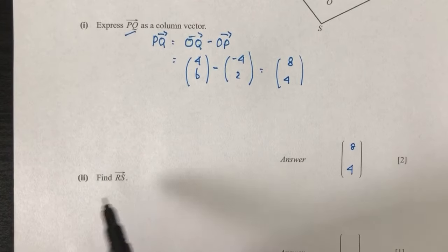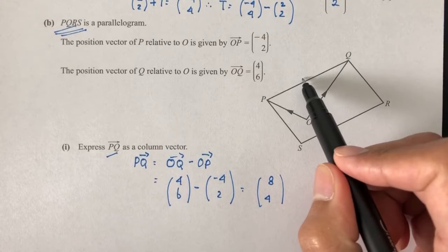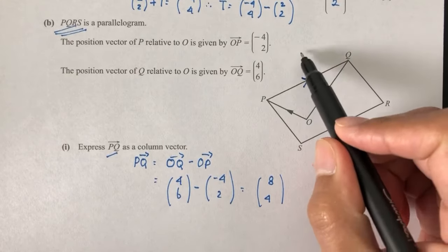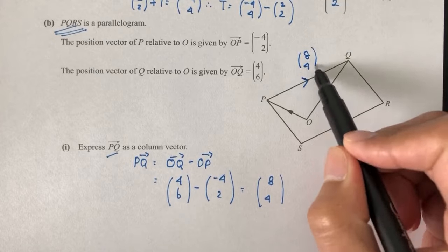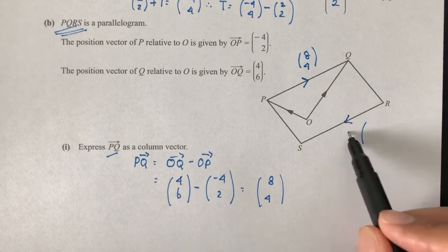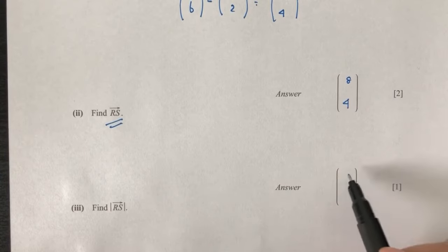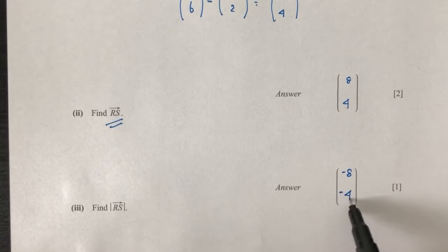So now for part 2, find RS. RS, so PQ we just found it is in this direction. It is 8 and 4. So RS will be in the opposite direction. So it becomes minus this. So the answer will be minus 8, minus 4.